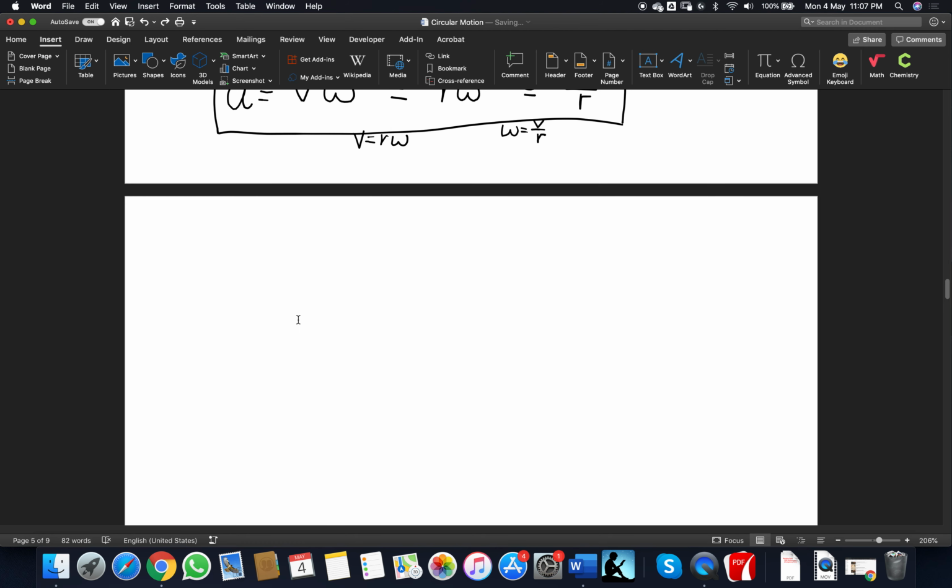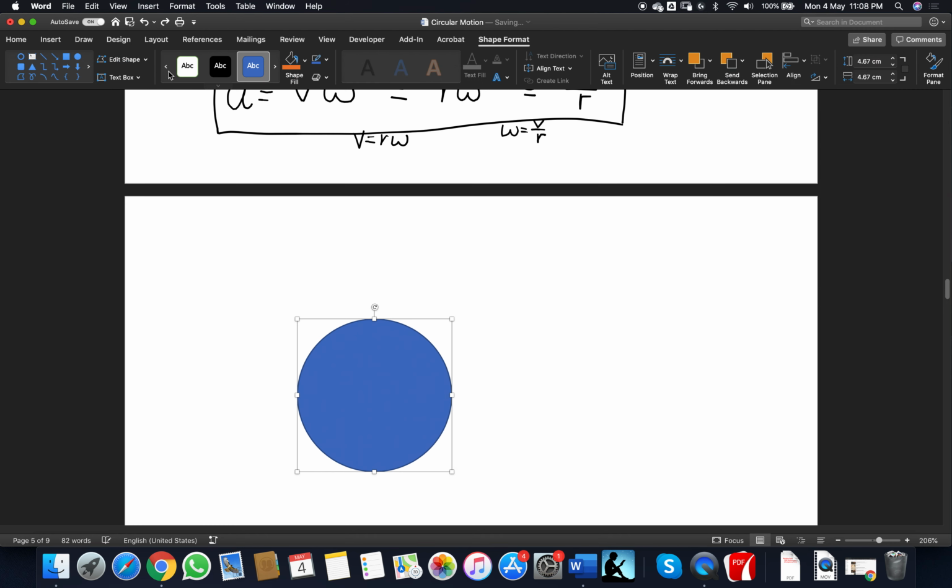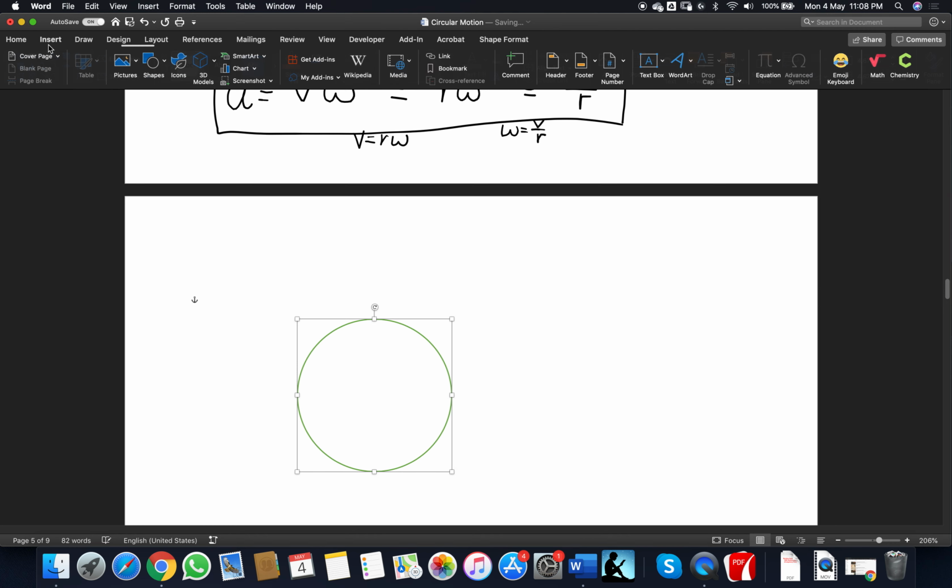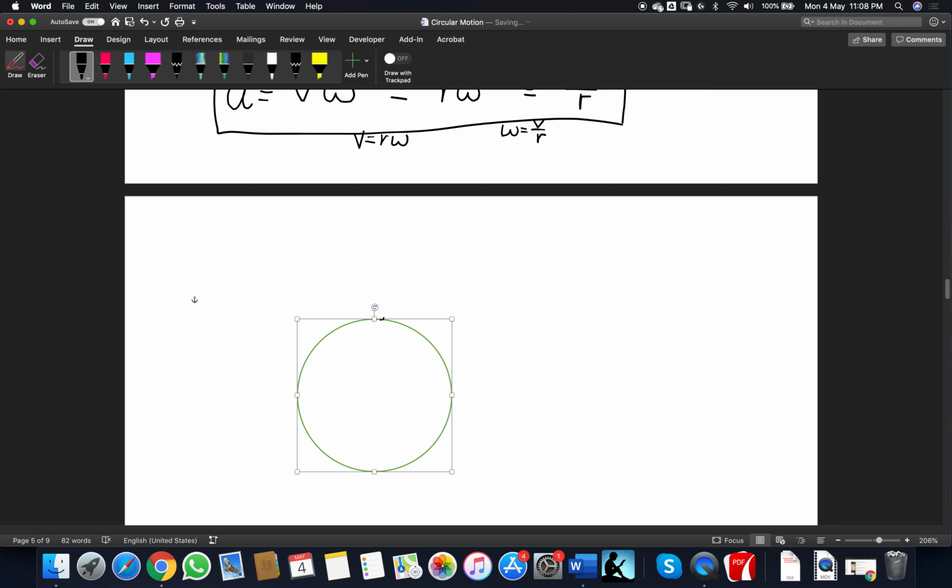So let me draw a circle here. When an object is at this position, let's say an object is moving in uniform circular motion, clockwise. So the velocity is always tangent to the circle, and the acceleration of this motion is always towards the center.